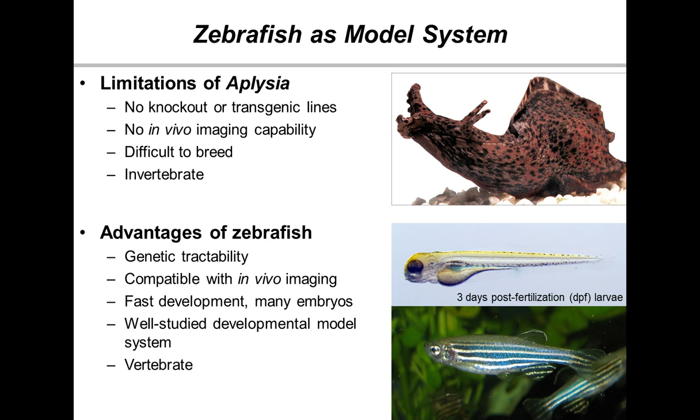On the other hand, zebrafish are genetically tractable. They are great for in vivo imaging. They develop fast and have many embryos. It's a well-established developmental model system, and they are vertebrates.